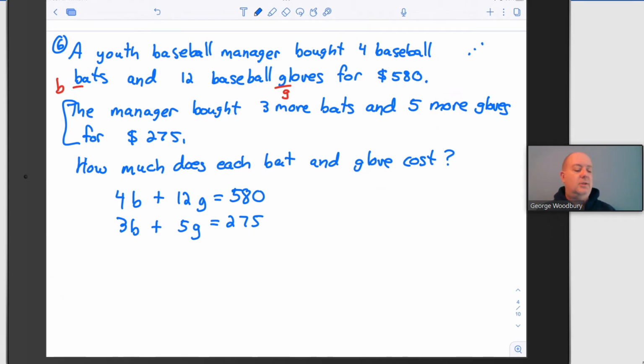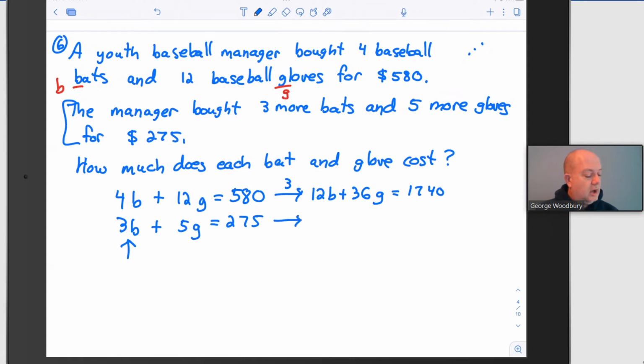When I look at 4b and 3b, I know that those both go into 12, so if I make one of them into 12b and one into negative 12b, I can solve this equation. I'm going to multiply the top equation by 3. 12b plus 36g equals 1,740. Basically this is saying if the manager bought 3 sets of 4 bats and 12 gloves, it would have cost $1,740.